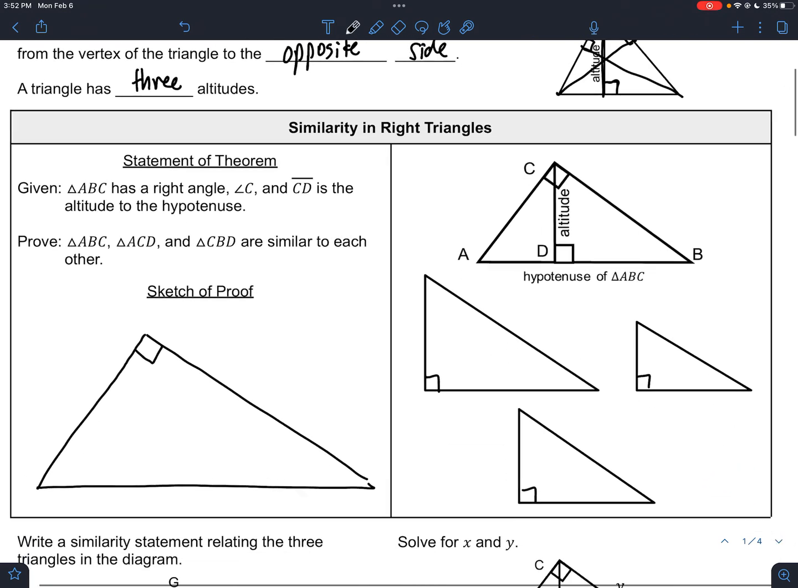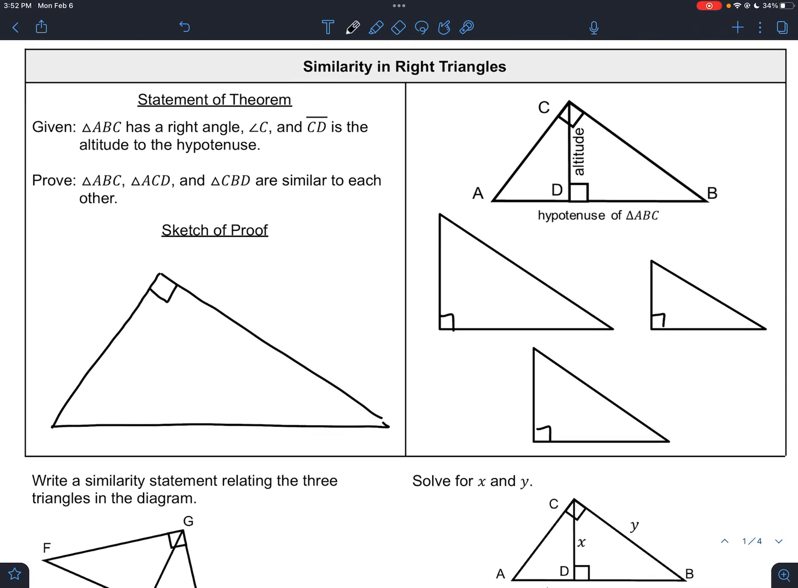You could draw one here, and you could draw one here as well. But for our theorem, we're interested in the altitude being drawn from the right angle, this right angle here, and then down to the hypotenuse. Okay, so how does the statement go? If you have this picture where you have the altitude CD of a right triangle, you actually end up having 3 similar right triangles.